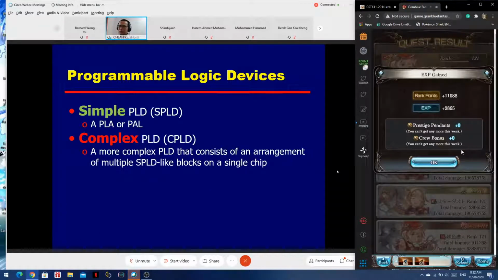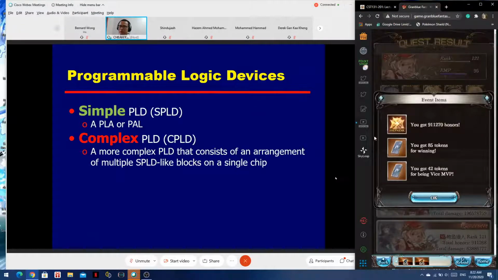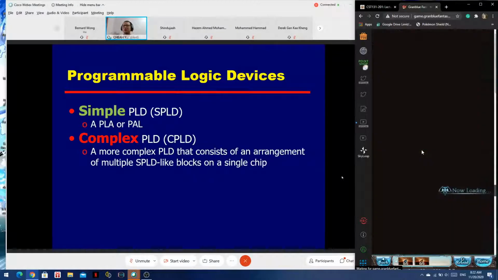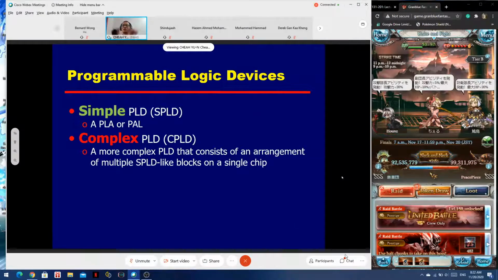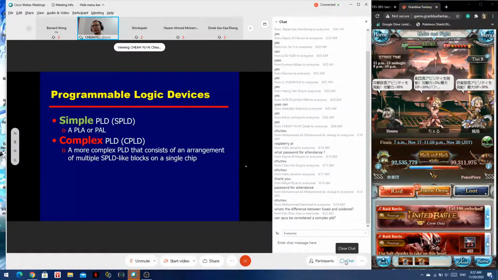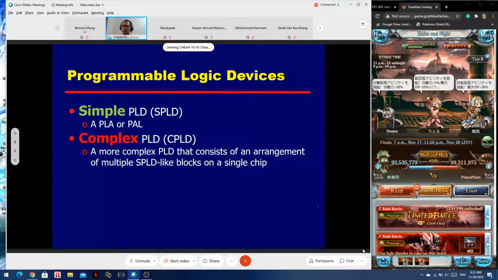Okay, now just very quickly, down the chat box, what's the difference between fused and soldered? It's something like soldered. But fused, of course, I think has a more general meaning. It just means that it's connected. It's joined together. Another way to call it is soldered.